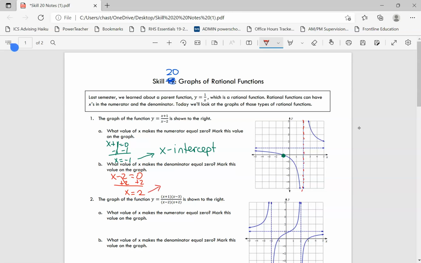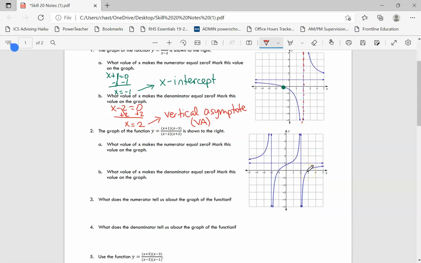So we're going to call this a vertical asymptote, which from this point on will be known as a VA. You're used to those. We've talked about those with exponential and logarithmic functions. All right, let's go ahead and look at the next part.